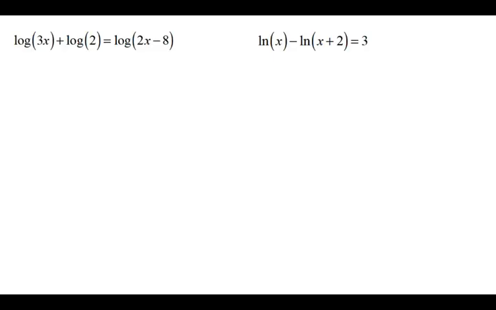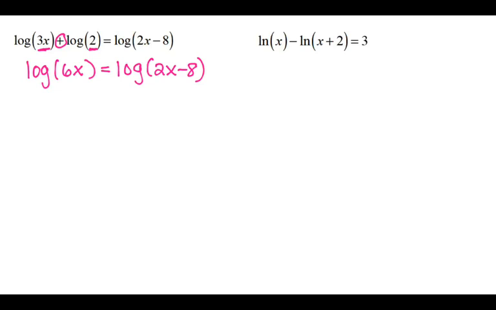All right, logarithmic equations. With logarithmic equations, you always want to start by condensing if you have 2 separate logarithms. Over here I am adding my 2 logarithms, so I'm going to condense them with multiplication. I'm going to take 3x times 2, that gives me 6x, equals log of 2x minus 8. And then I'm going to look at the type of equation that I have. In this case I have log equals log.